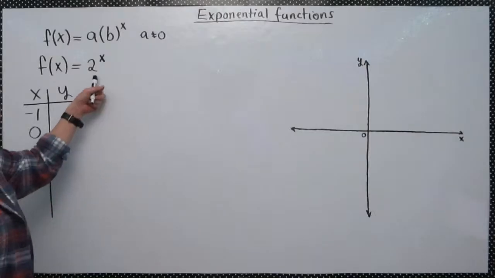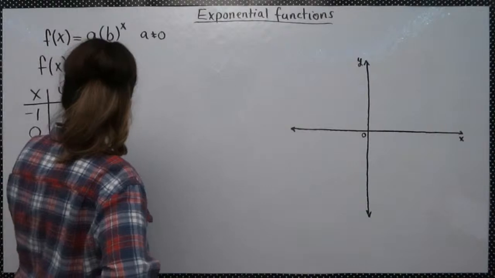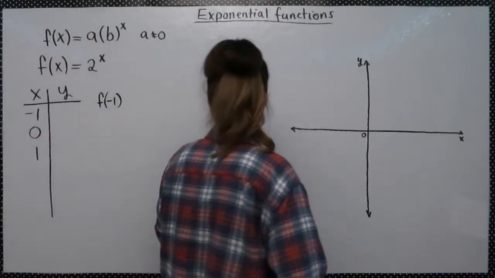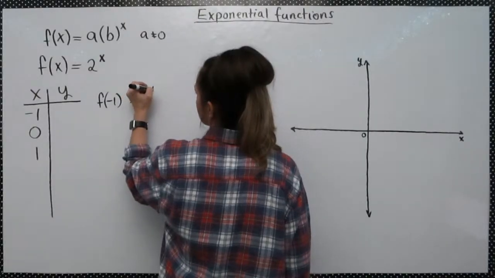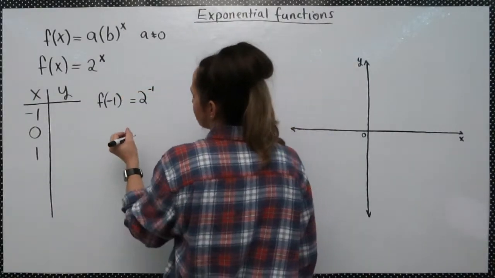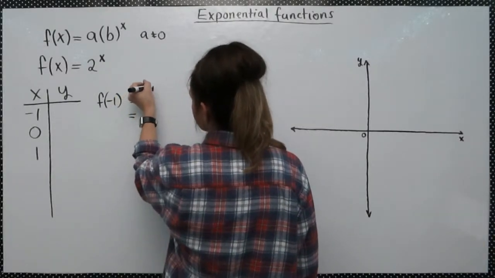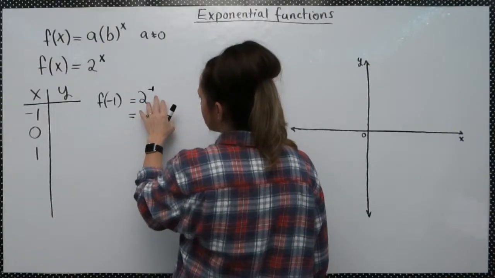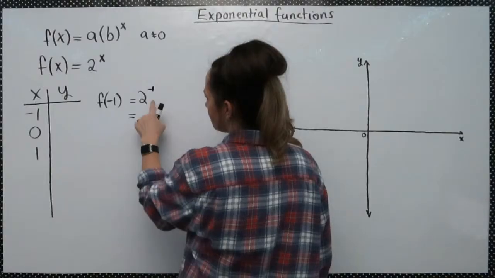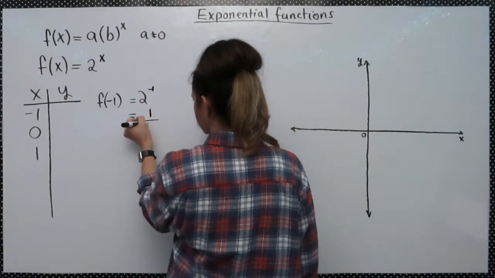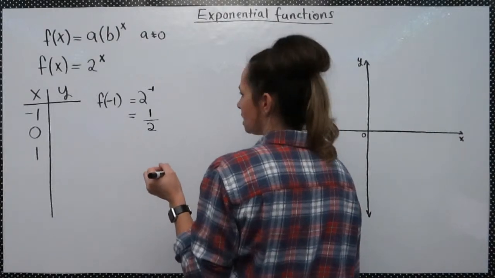So when I take this function here, f of x equals 2 to the x, and I plug in -1 for that, it's going to be 2 to the -1. And then I have to remember my exponential rules. When I have a negative exponent, that means I'm taking this value and I'm moving it to a denominator. That negative exponent represents the denominator. So it looks like f of -1 is going to be 1/2.